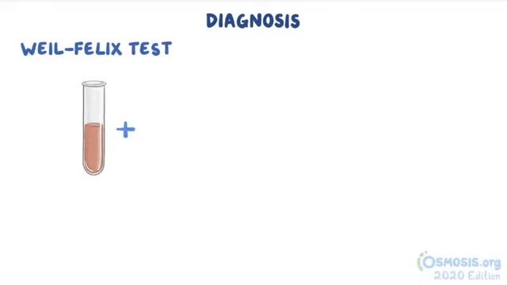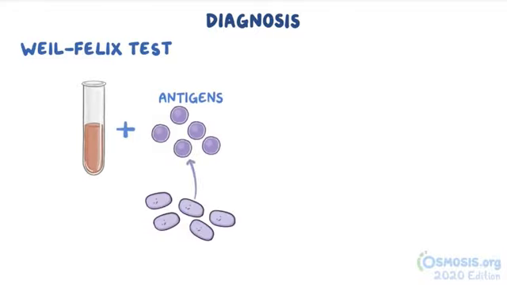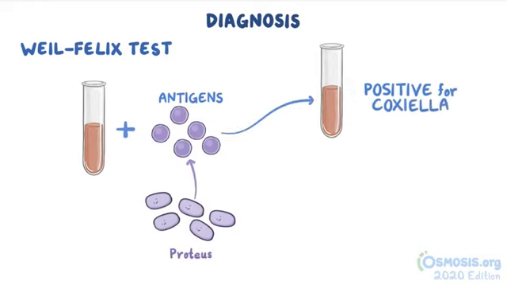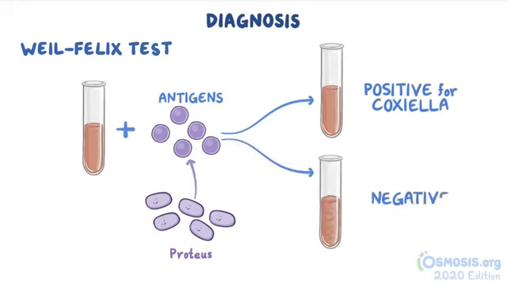Another method to confirm diagnosis is the Weil-Felix test. This is where a blood sample gets mixed with antigens from another bacteria called Proteus. A positive test for Coxiella burnettii is when agglutination or clumping does not occur. Conversely, a negative test results when agglutination or clumping occurs when a person's blood gets mixed with Proteus antigens.